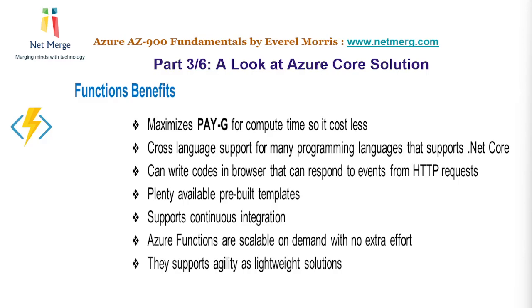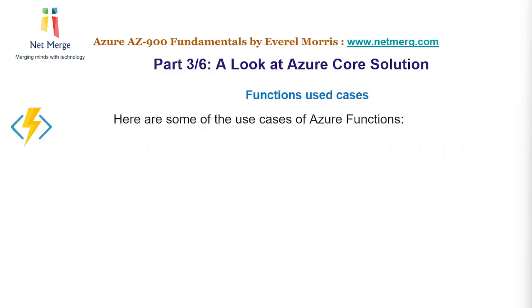You have plenty of available pre-built templates. That's what we just used. You have support for continuous integration using function. Azure functions are scalable and you could use them on demand with no extra effort. And they support lightweight agility for your solution. So they're very quick, very agile. You could use them to help create microservices, really quick solutions to solve really complex problems. So they fit into the orchestration model as well. So there it is with Azure Functions and the benefits.